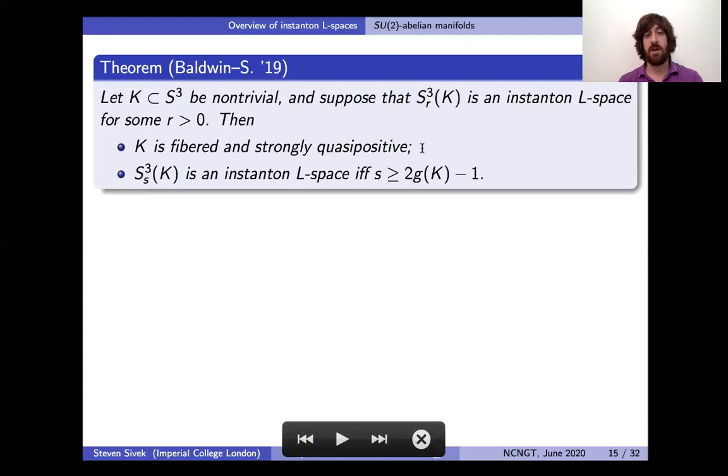K has to be a fibered knot and it has to be strongly quasi-positive. And any S surgery, again, S being rational, on K will be an instanton L-space if and only if S is at least twice the genus of K minus 1. So I'm going to talk about the proof of that in the second half of this talk.